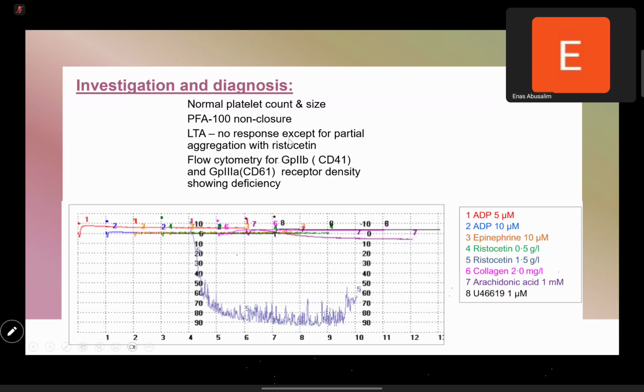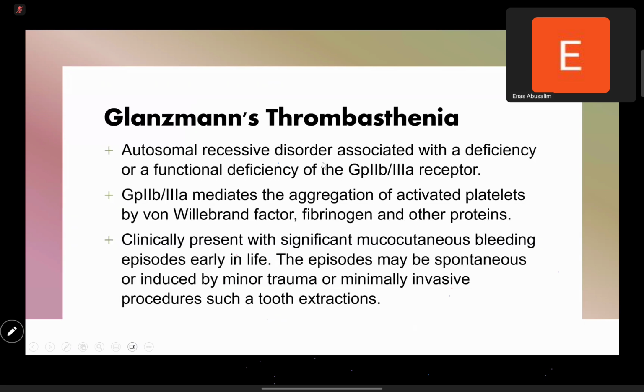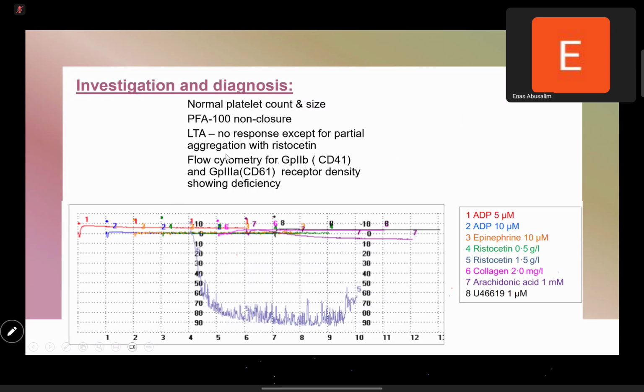You don't need to know this. It's just for those of you that are interested. There's another way to diagnose Glanzmann's thrombasthenia. So glycoprotein 2b, 3a are receptors on the surface of the platelets. So we check for these receptors via something called flow cytometry. 2b has another name called CD41, and 3a is CD61. So on a test called flow cytometry, we check for the presence of these receptors. If they're not available, it means that the patient has Glanzmann's thrombasthenia.